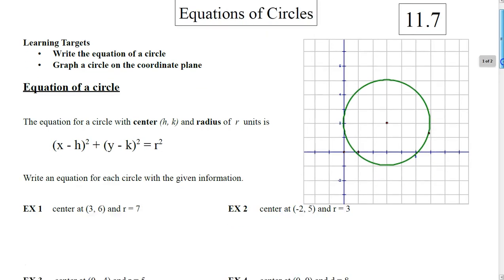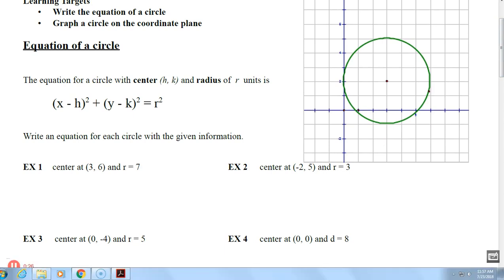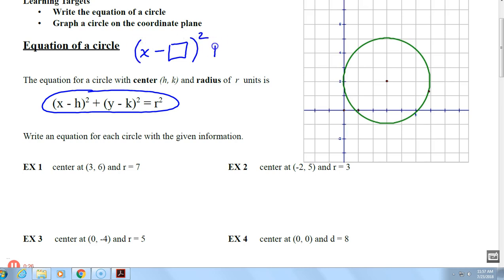But I'm going to say a couple things before we get into it too much. This is the equation. If you Googled and said, hey, what's the equation of a circle? This is what the internet will show you. And it's completely accurate. I like to think of it like this, though. It's x minus some box squared plus, that plus is always there, and then y minus some box squared equals the radius squared. That's what r stands for, the radius.